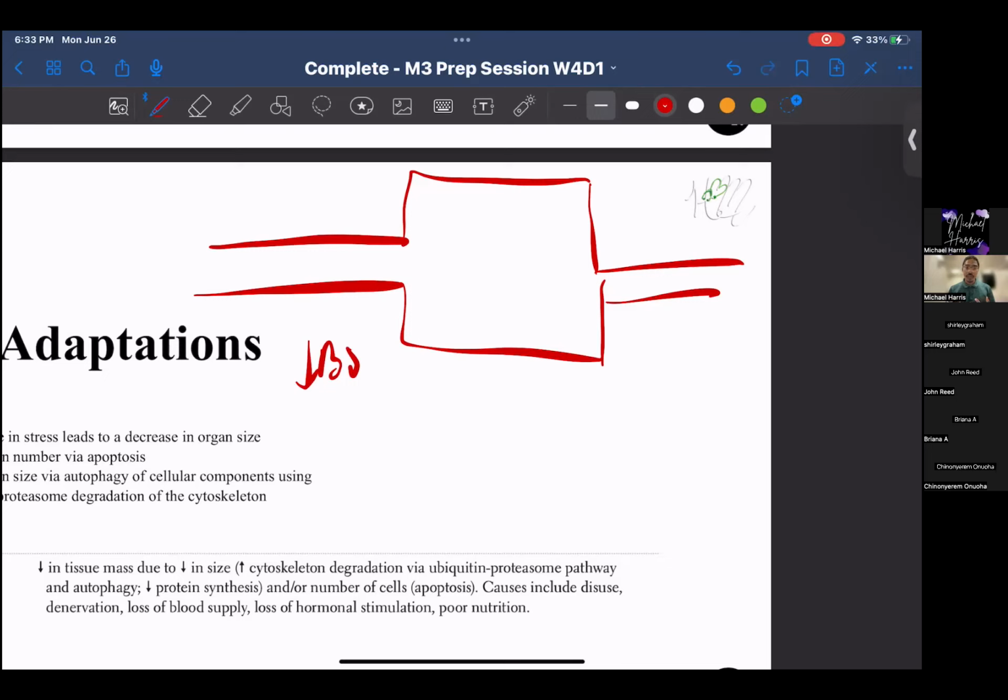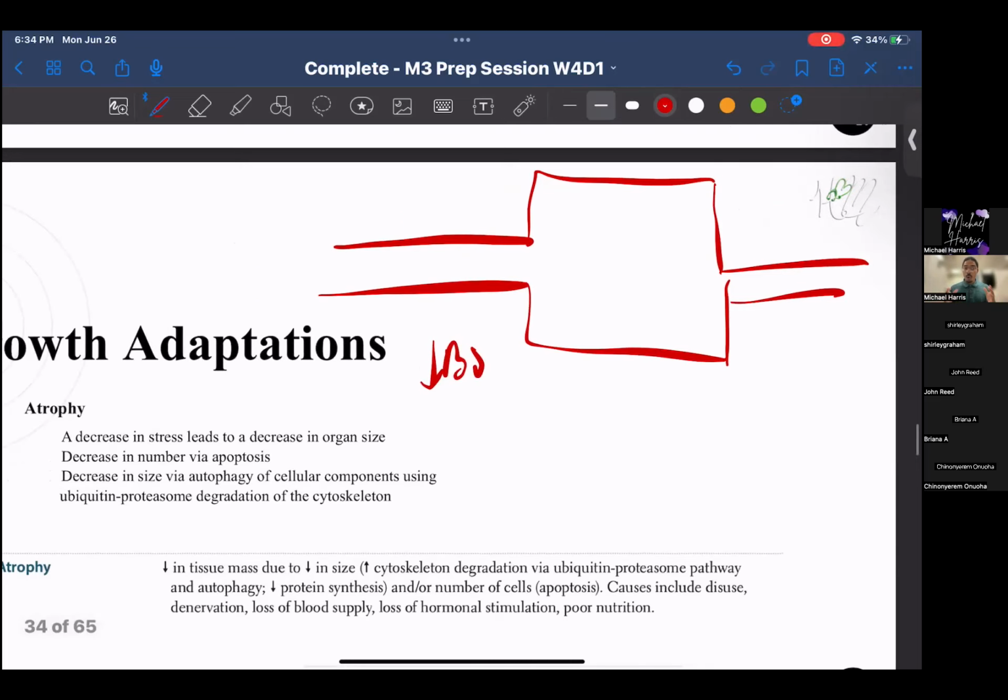Versus hypertrophy is whenever you end up getting excessive usage of an organ, which ends up causing hypertrophy of the cardiomyocytes. Okay? That's essentially the only place you see hypertrophy: in muscles and heart, like skeletal muscles and heart. Other places you see more hyperplasia.